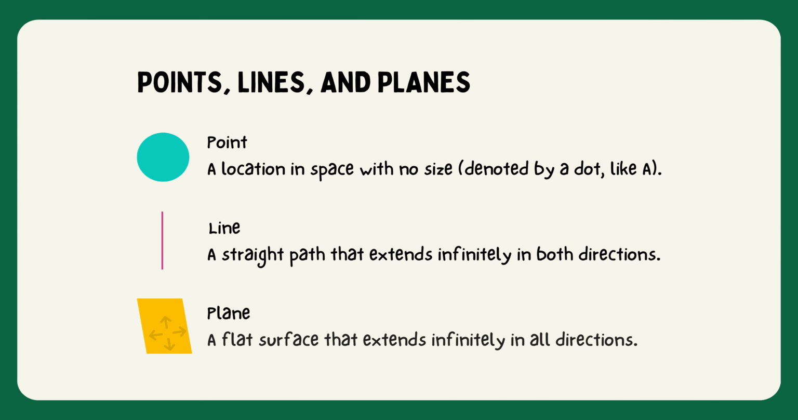Without wasting time, let's define certain terms. What is a point? A location in space with no size, usually denoted by a dot, like A. How about a line? A straight path that extends infinitely in both directions. And lastly, a flat surface that extends infinitely in all directions is called a plane.